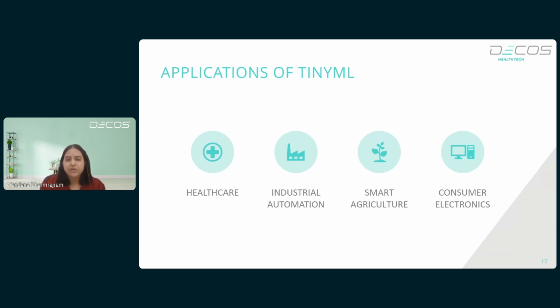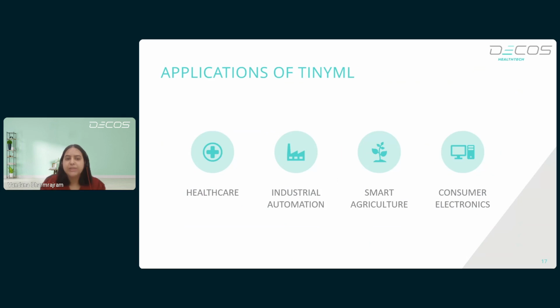Next application is in smart agriculture. TinyML on edge devices can help monitor soil moisture, temperature, and other environmental factors to optimize irrigation and fertilization processes. These solutions can operate in remote areas with limited or no internet connectivity, making farming more efficient and sustainable.